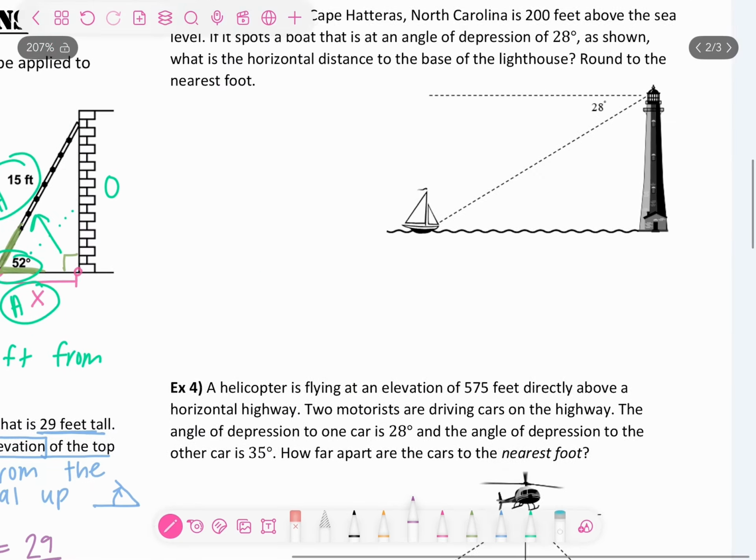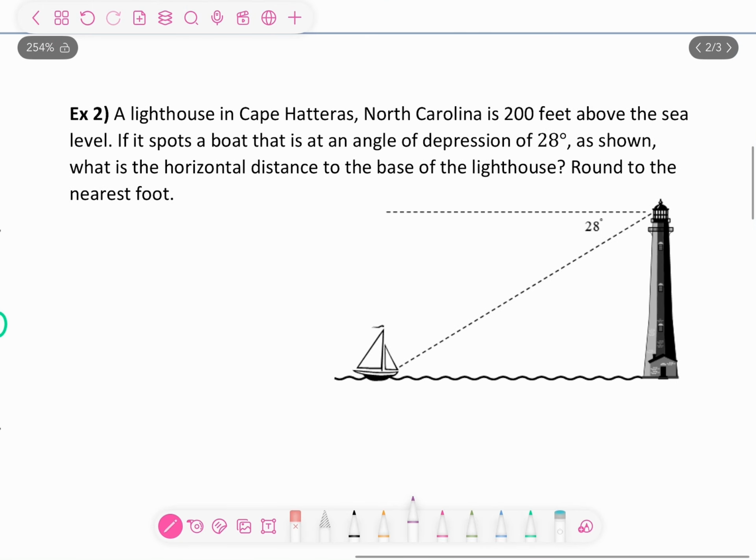All right, next one. So looking at example 3, a lighthouse in Cape Hatteras, North Carolina is 200 feet above the sea level. If it spots a boat that is at an angle of depression of 28 degrees, as shown, what is the horizontal distance to the base of the lighthouse? Round to the nearest foot.